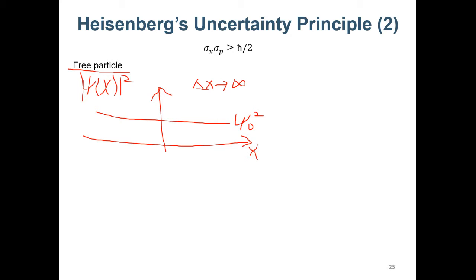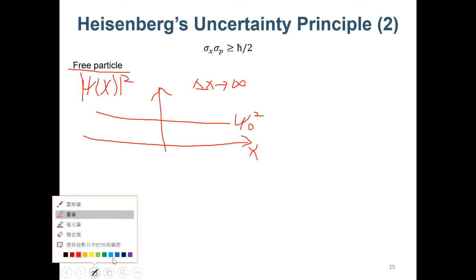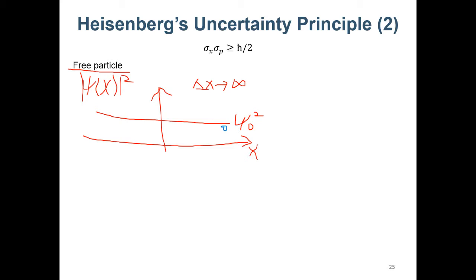It may be here, it may be here, or it may be there. All the probabilities are the same, so you actually have no idea. So let me ask you, what is the wave number of the particle for a free particle? Wave number k.